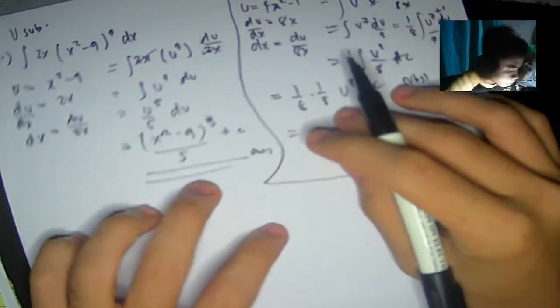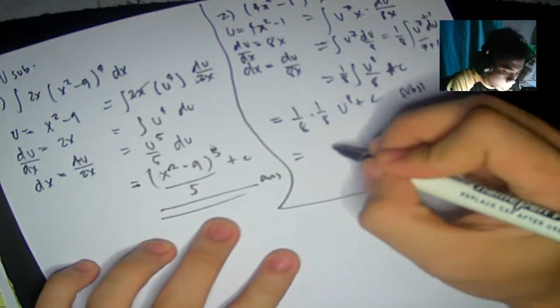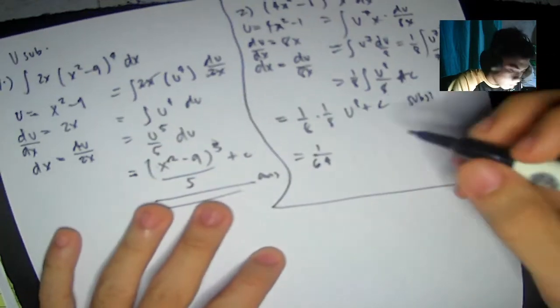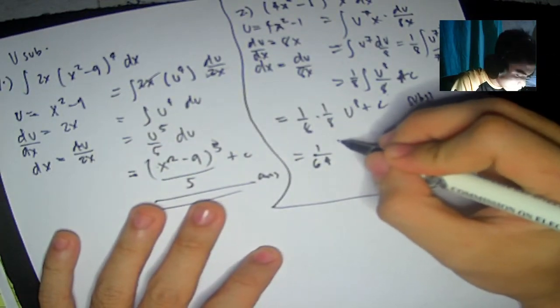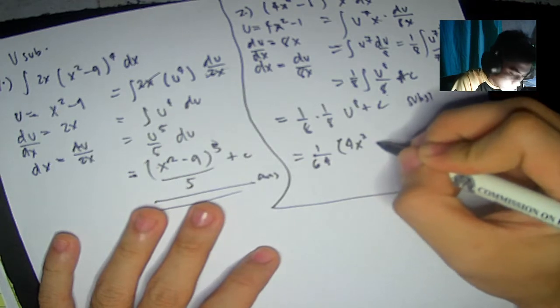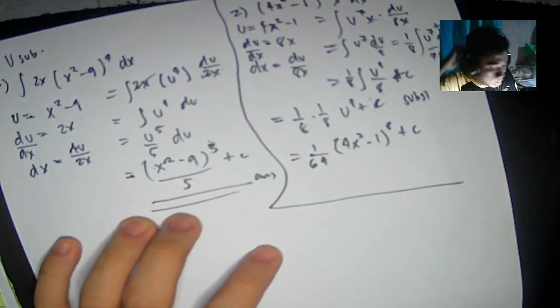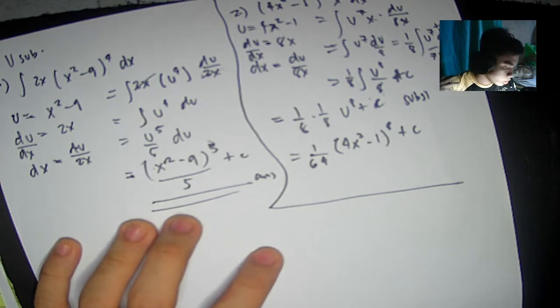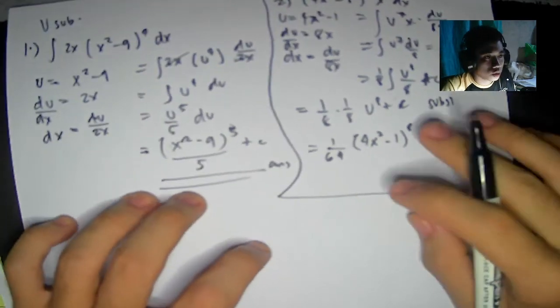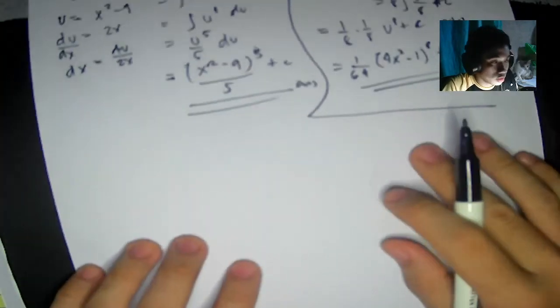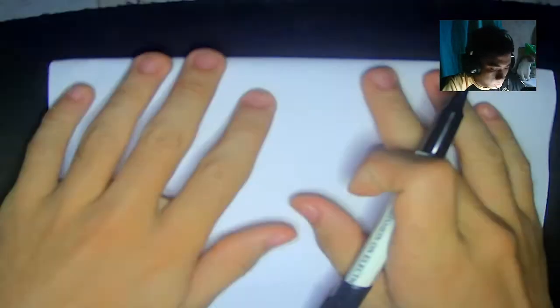So what we're going to do here, multiply. We'll have 1 over 8 times 8 is equal to 64. And u is x squared, so (4x squared minus 1) to the 8th, plus C, a constant. In this case, we don't have anything to simplify, so this is our final answer. Okay, we're done with u substitution. So let's head over to the next lesson.